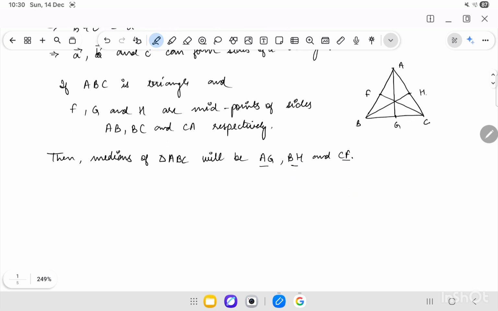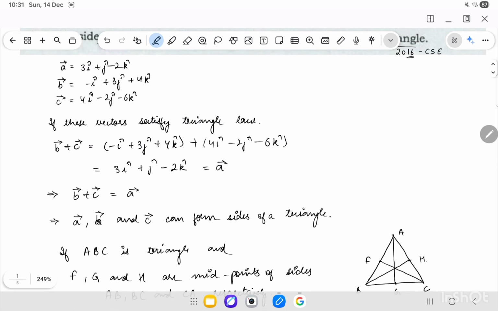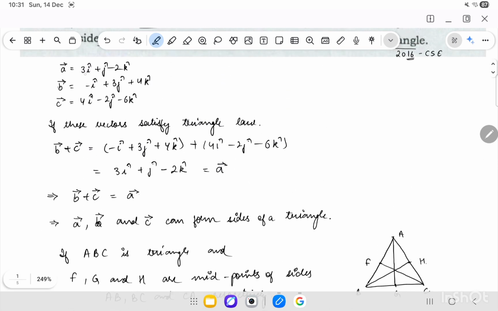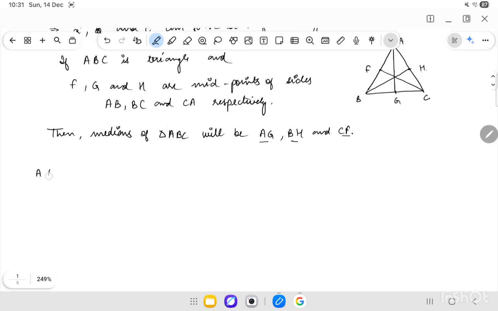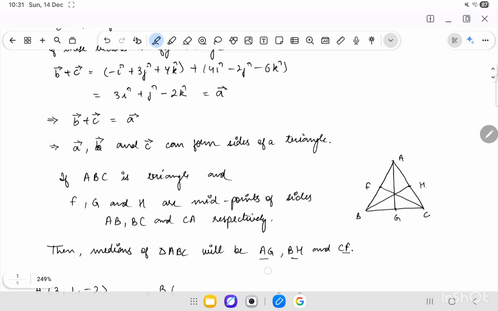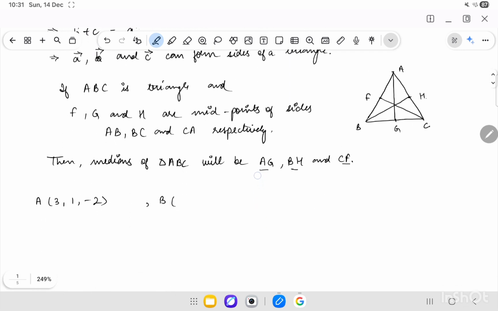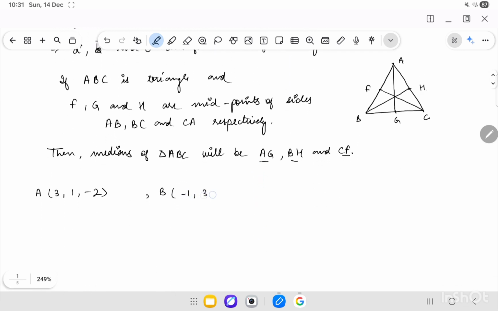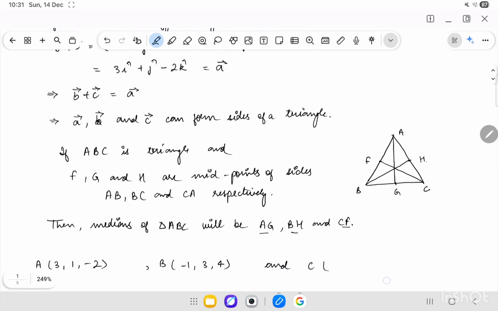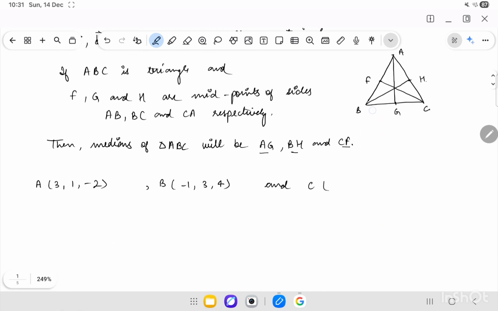Now first let us find out the midpoint. So my point A that I'll get using vector A will be 3, 1 and minus 2. Likewise my point B will be minus 1, 3, 4 and point C will be 4, minus 2, minus 6.